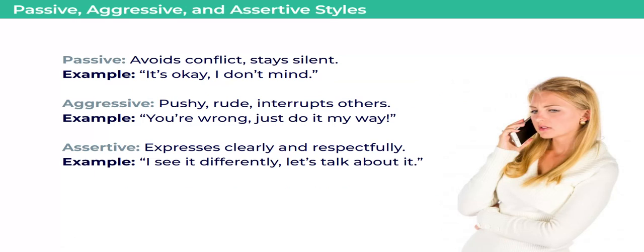So we've got passive, aggressive, and assertive styles. 3 different styles here. Passive avoids conflict and avoids confrontation, and it often stays silent. An example: it's okay, I don't mind.